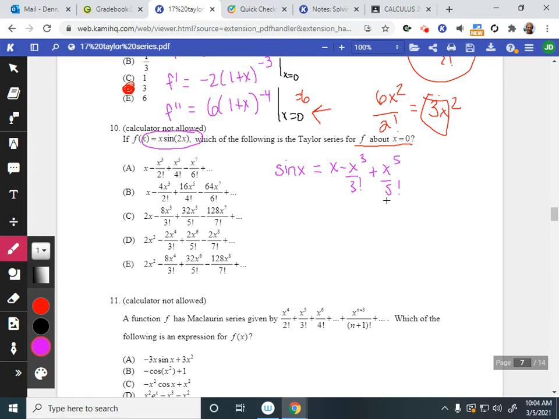I might want more terms. I'm not sure. I'm going to stop there and see if I need to go further just to really get a good picture. Now I'm going to figure out what is the sine of 2x. What's the series for sine of 2x? So I'm going to substitute. Take out the x, put in 2x.